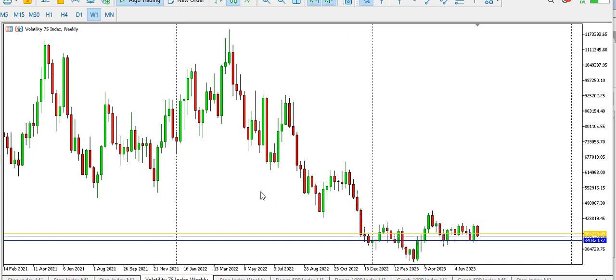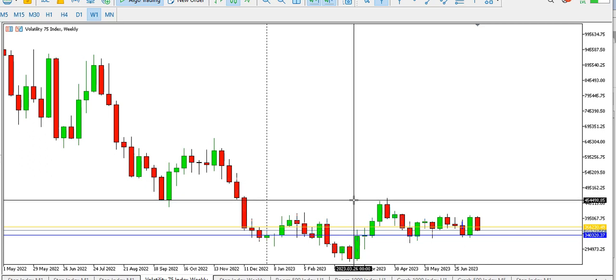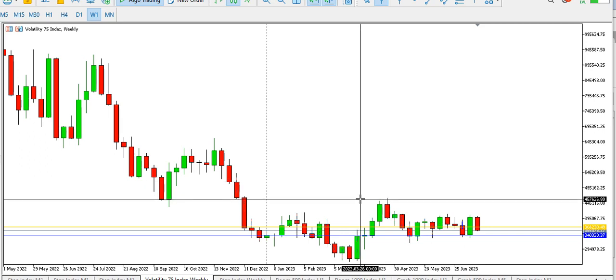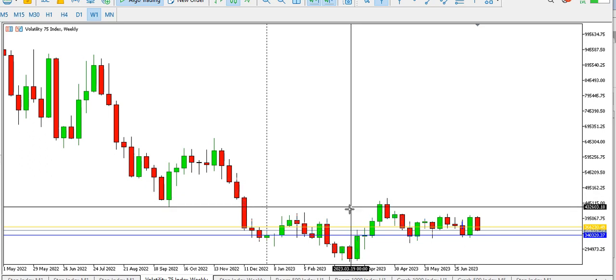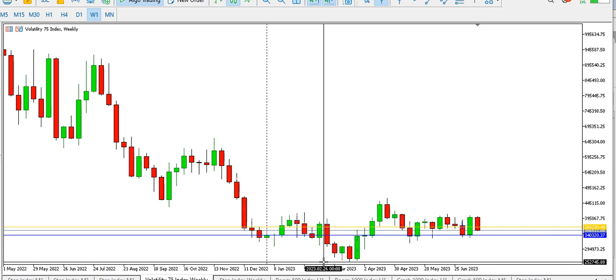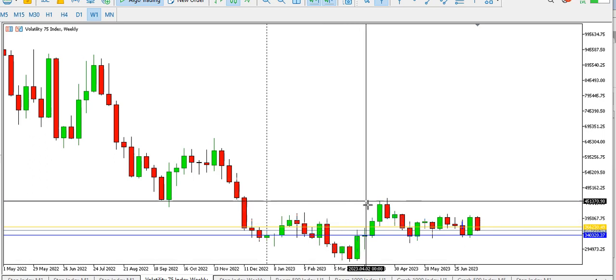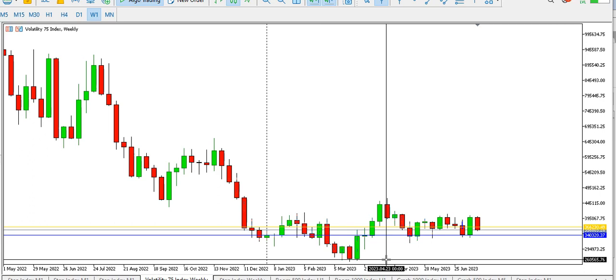Now, on the weekly time frame, what I can see is the fact that V75 is currently ranging. My range high is around here, that's the 457626 area, and the range low is at the 252745 area. So price can range back up to this top and can range down towards this bottom.